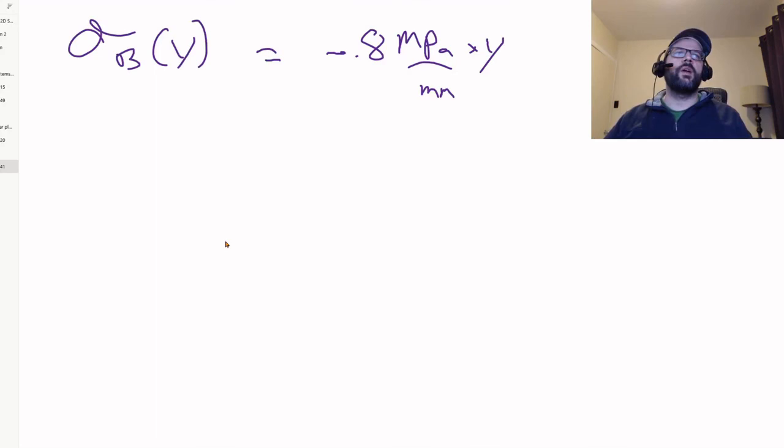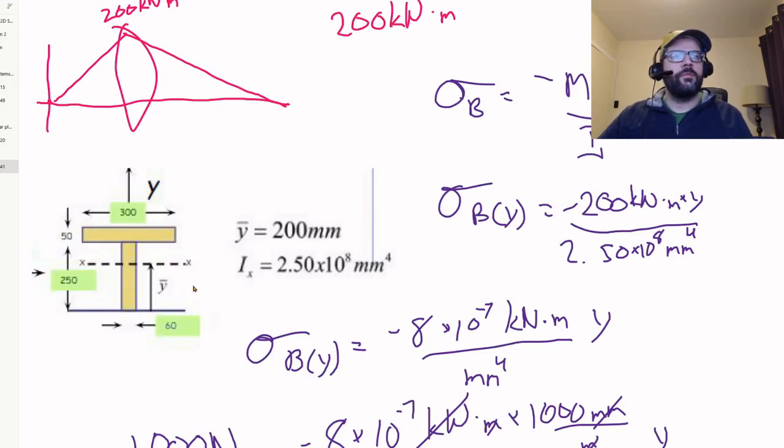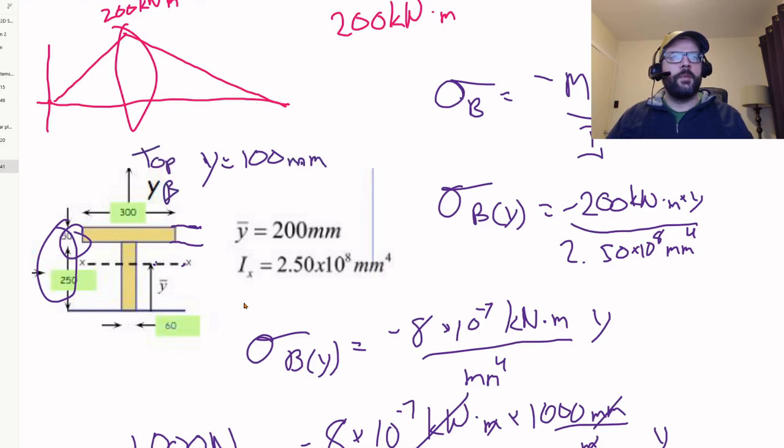So our variation there is going to be, at the top here, the total distance from here to here is 300 millimeters from the bottom to the top, which means that in terms of the distance from the neutral axis, at the top, y is equal to 100 millimeters, whereas at the bottom, y is going to be equal to negative 200 millimeters.